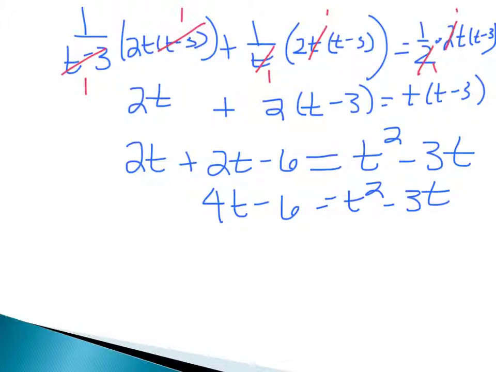And let's take all of the terms to the right-hand side. So we're going to subtract 4t and add 6 to both sides, so that we get 0 equals t squared minus 3t minus 4t, which is minus 7t, and then plus that 6. That is a quadratic. We're able to factor it. Please pause the video, factor it, use the 0 property, and then come back and check your work.